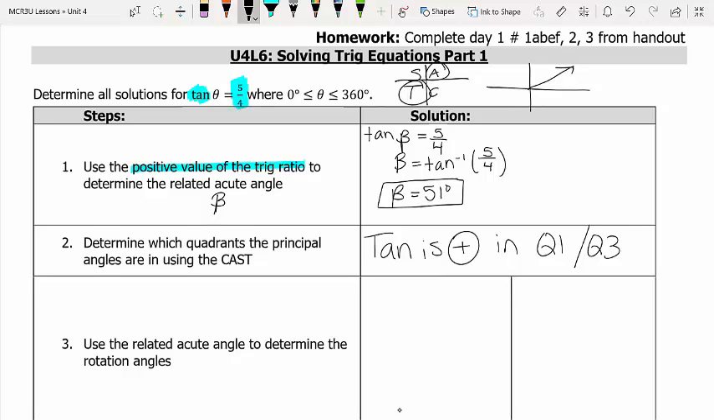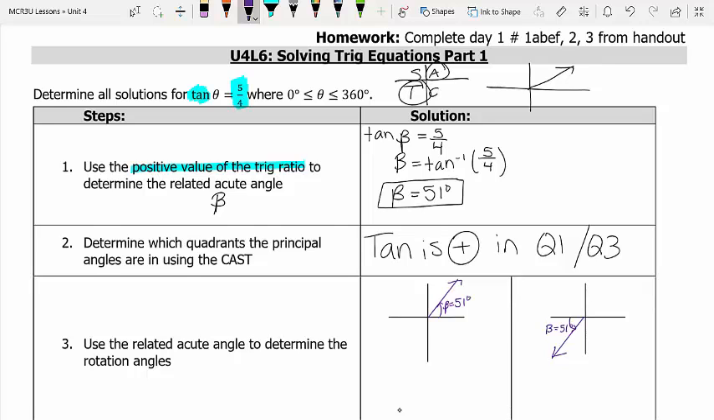So now we just need to draw a terminal arm in quadrant 1 and 3 with a related acute angle of 51 degrees. And then we can calculate our value of theta. Okay, so knowing that tan is positive in quadrant 1 and quadrant 3, that means we have to draw a terminal arm in quadrant 1 and quadrant 3 with a related acute angle of 51 degrees. So that's what I've done here. Okay, so here's your terminal arm in quadrant 1 with a related acute angle of 51 degrees. And here's your terminal arm in quadrant 3 with a related acute angle of 51 degrees.